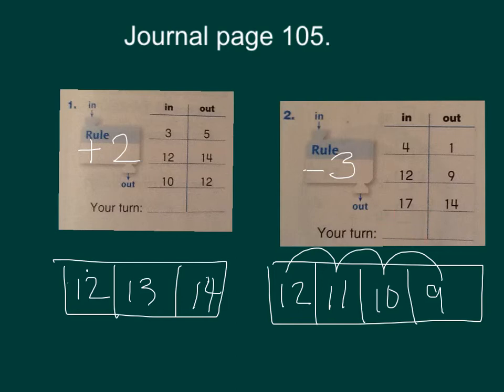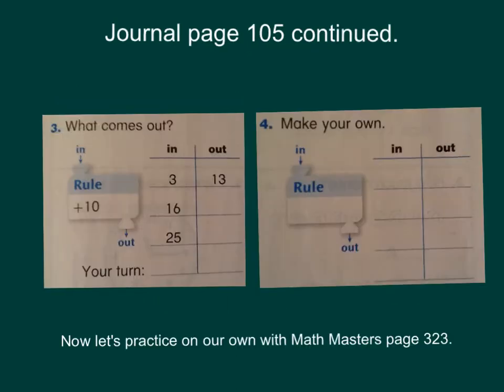Now it's your turn to go ahead and put 2 new numbers in. Good job. Let's continue our work on journal page 105. Now we're on number 3. This one changes a little bit. It says what comes out. If you notice this one here, the rule is already given to us and it says it's plus 10.